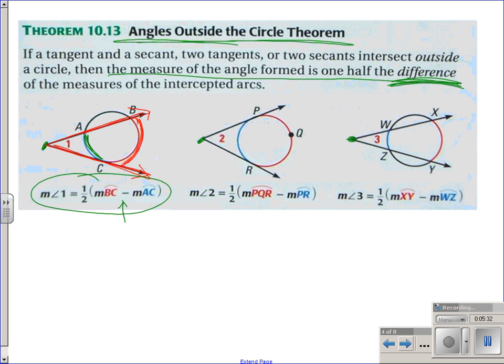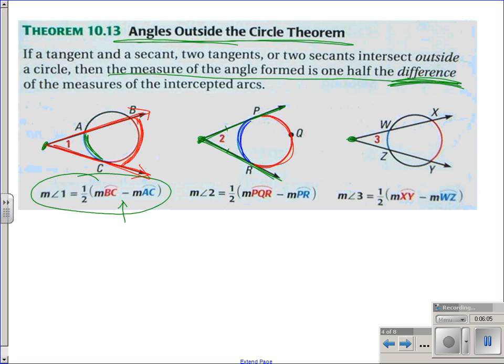In this middle picture, we have two tangents. Now, we know that tangents are equal length, but that's not what we're talking about. We're talking about an angle measurement in relation to arcs. But again, the vertex is outside the circle. So when you follow this angle out, it is intercepting two arcs. You've got the red arc, PQR, and you've got the blue arc, the minor arc, PR. The vertex is outside the circle, so the angle is half the difference between the intercepted arcs.